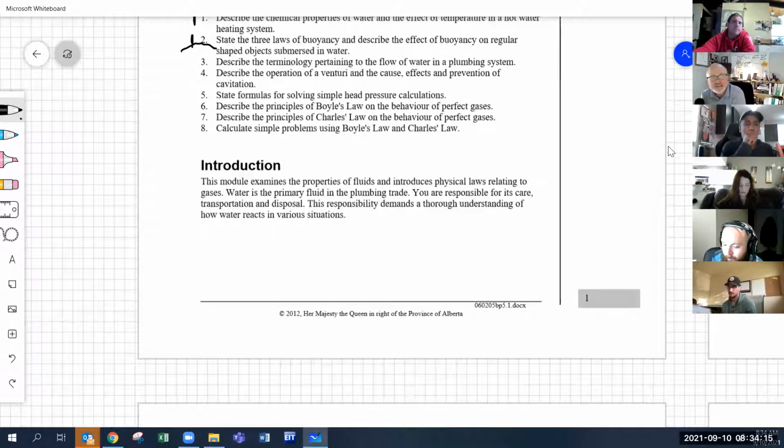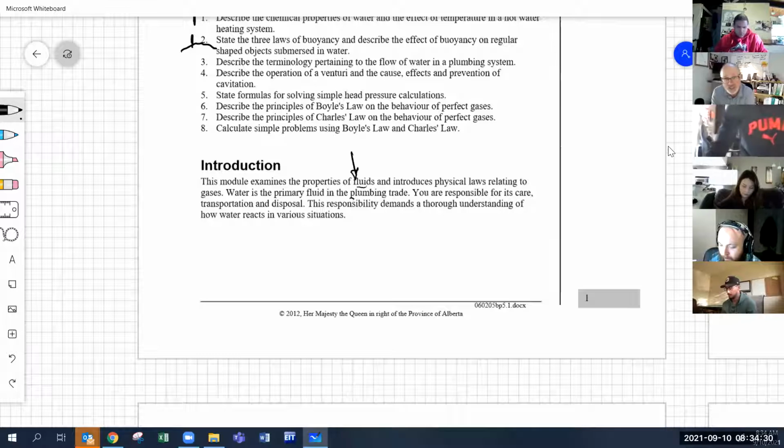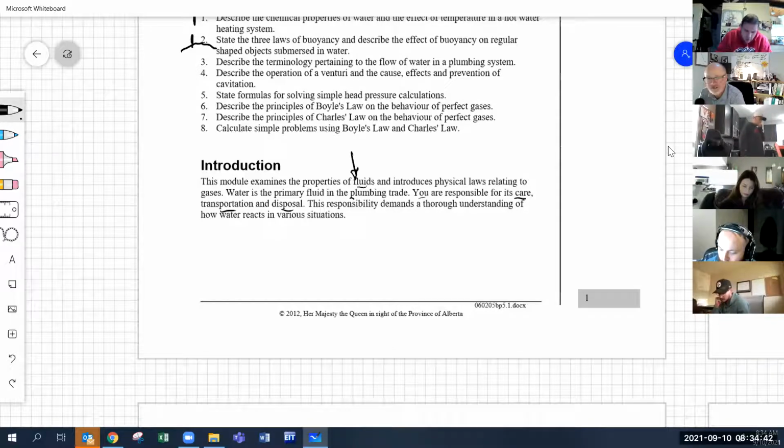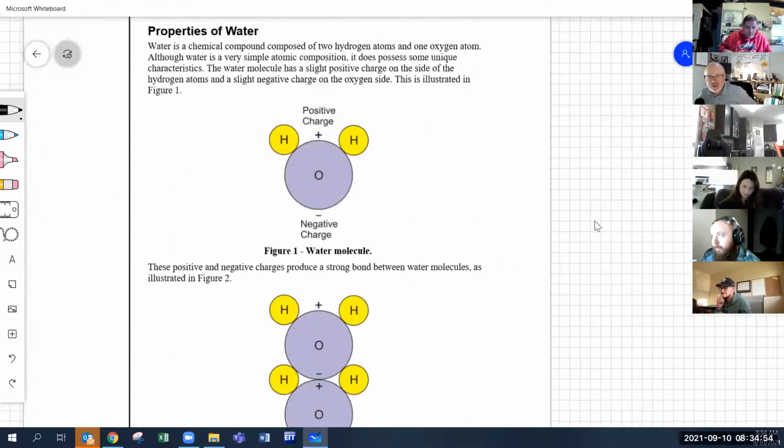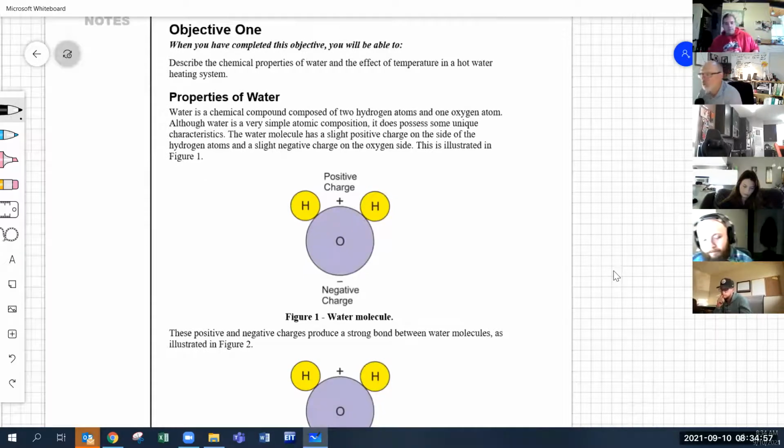So this module does start with fluids and physical laws relating to gases and water, right? Water is the primary fluid in the plumbing trade, and you are responsible for its care, transportation, and disposal. I guess that describes what we do for a living. I've never really described it as care, transportation, and disposal, but that's what we do.